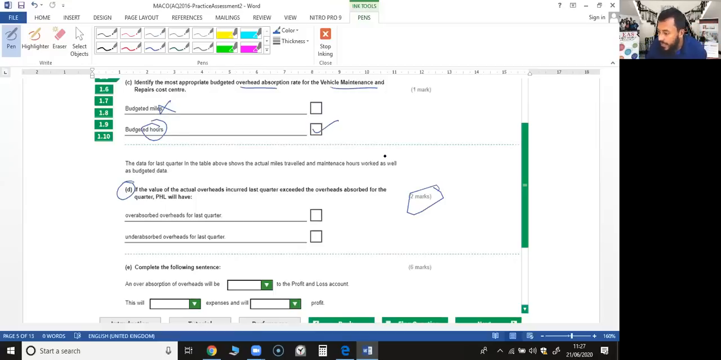Let's read the question now. If the value of actual overhead incurred last quarter or this quarter, wherever, exceeded, means higher, the overhead absorbed, means budgeted. Tell me the answer, please. Let's see who gives me the right answer. Your actual is higher than absorbed. Yep. So are you sad? Yeah, under is the right answer. Under is the right answer.